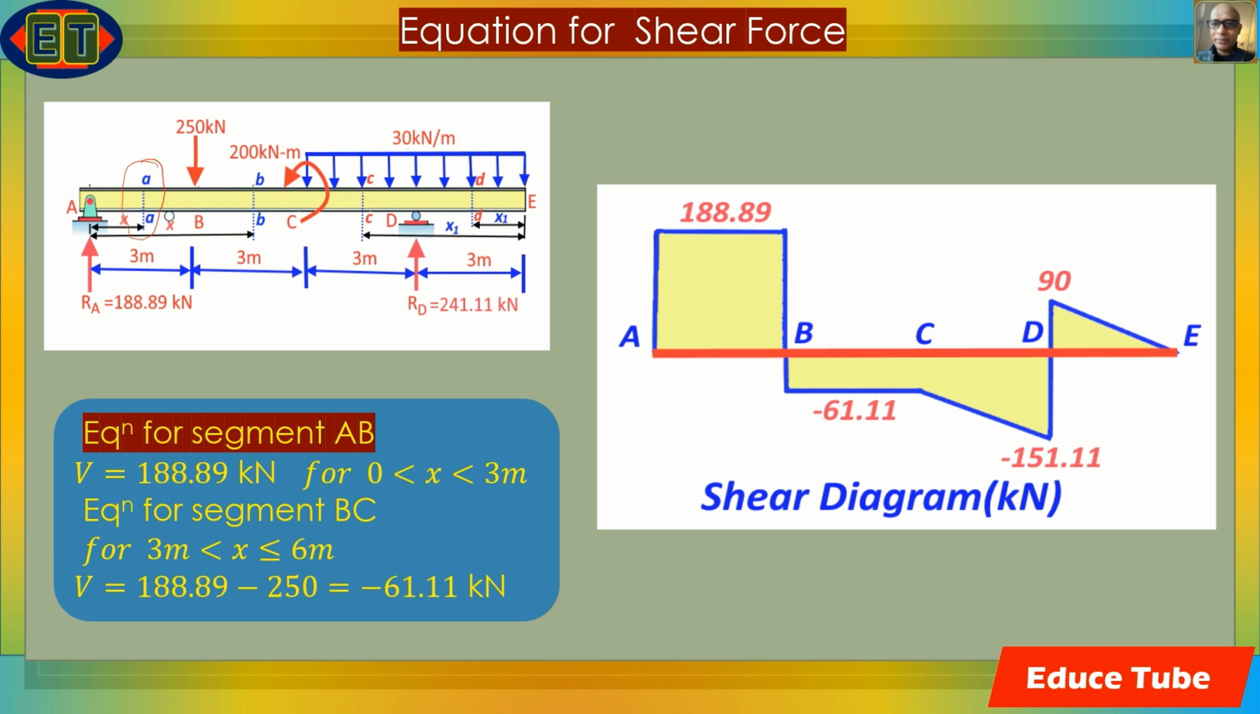So, left of this section, the equation for AB will be V equal to this, because there is no other force here. That is why I wrote x less than 3 meters and greater than 0. Next, the equation for segment BC.